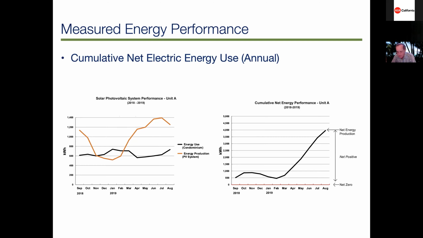You're well above net zero because you're always getting this big fat area beneath the PV curve, and it shoots up the overall curve of the cumulative net energy. And so they did very well, and these curves look very much the same for all 4 units.